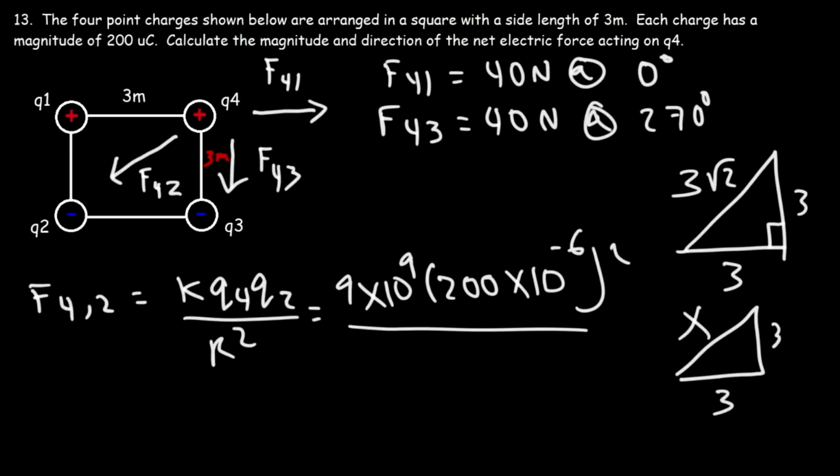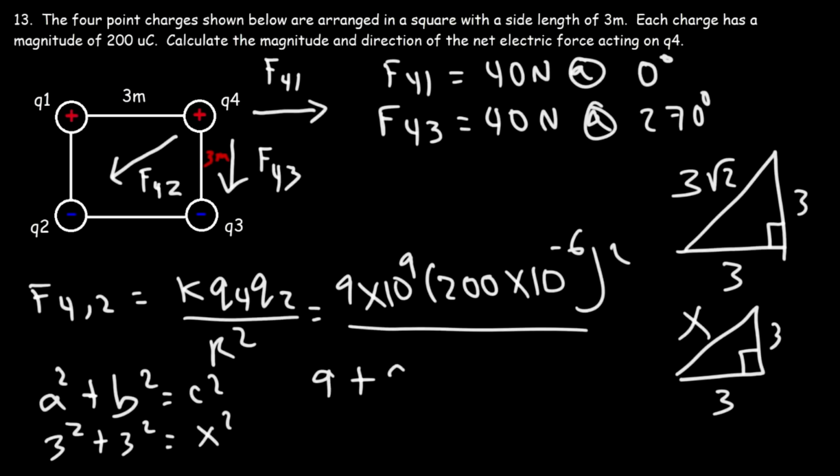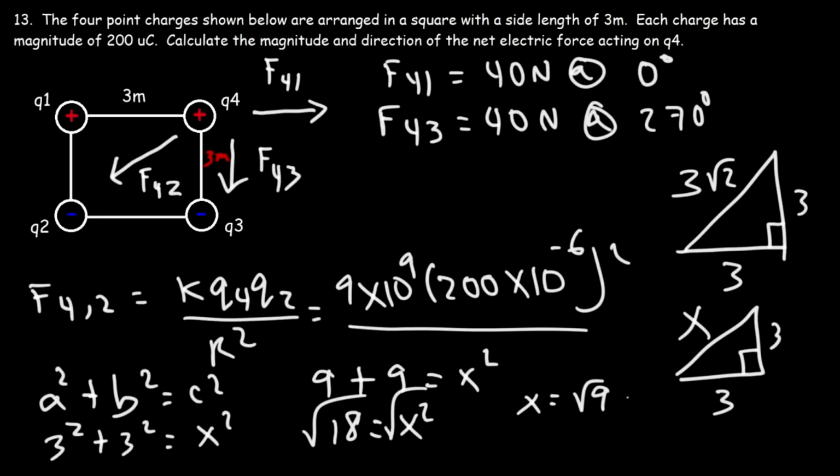Let's call this x. So using the Pythagorean theorem, a squared plus b squared is equal to c squared. So we have 3 squared plus 3 squared is equal to x squared. So that's 9 plus 9, which is x squared. So x squared is 18. And then if we take the square root of both sides, the square root of 18 is basically the square root of 9 times the square root of 2. And the square root of 9 is 3. So you get 3 square root 2. But I'm going to leave x as the square root of 18. So that's going to be r.